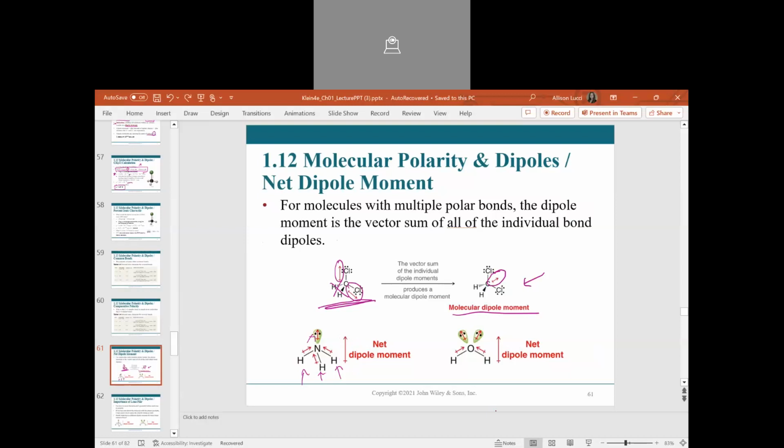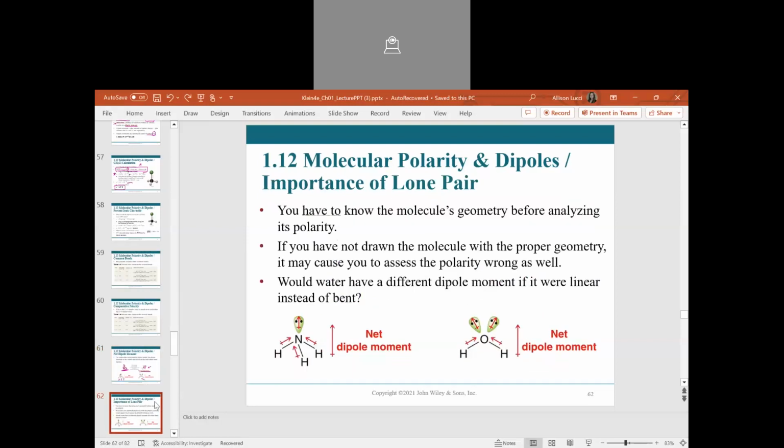And then we see so this is ammonia, and then over here with water, we also have a net dipole moment indicated over here. So just know that the sum of all of these individual bond dipoles creates our net dipole moment in the molecule. So those are the values that are given when you see, 1.87 Debye.